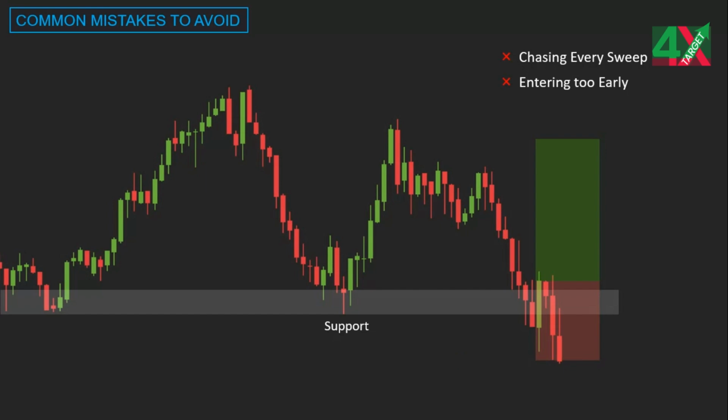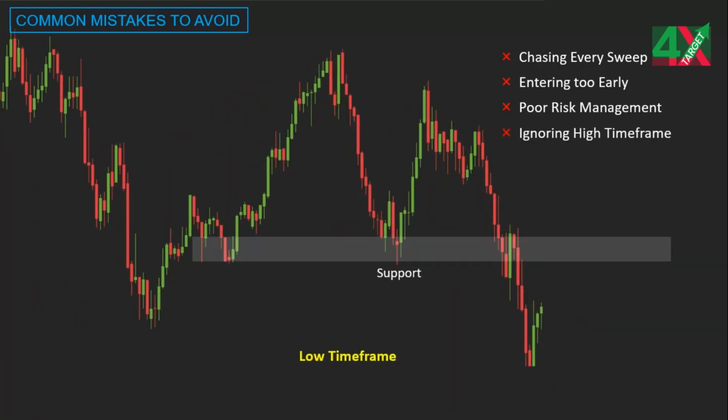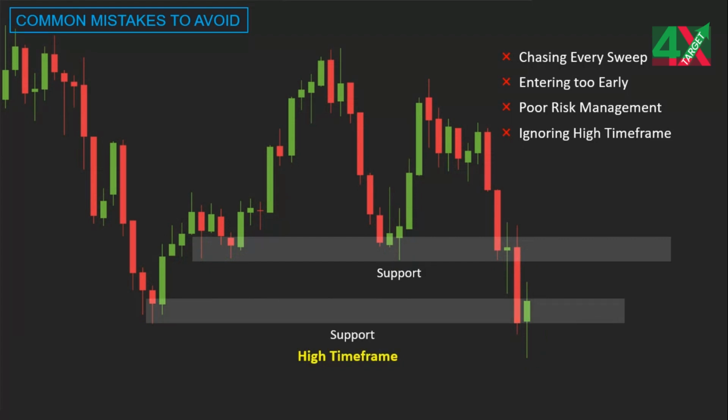A third mistake is poor risk management. Swing failure patterns look clean, but they fail too. Placing oversized positions or moving stops too tight will almost always backfire. Remember, risk management protects you even when the setup doesn't. Another common mistake is ignoring higher time frames. Many traders get caught up in the 1-minute or 5-minute chart and forget that real liquidity is built around higher timeframe levels. If you only focus on small moves, you'll end up overtrading weak setups.